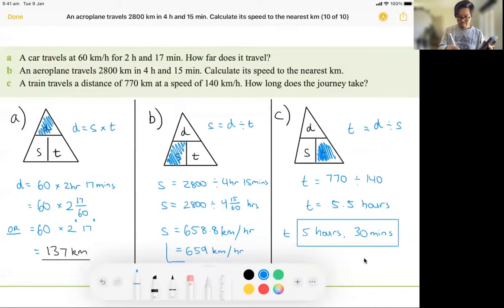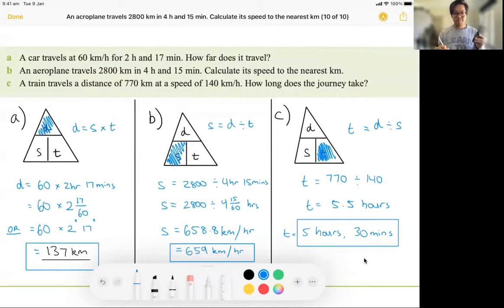Yep. So hopefully that there helps you to answer all these speed, distance, and time questions. Your calculator here is going to be a great help. It's not cheating, it's actually pretty good. I hope you enjoy, and I hope that makes sense.